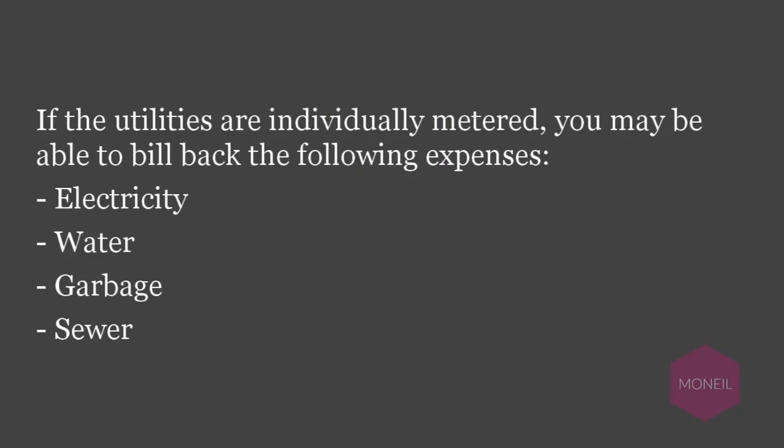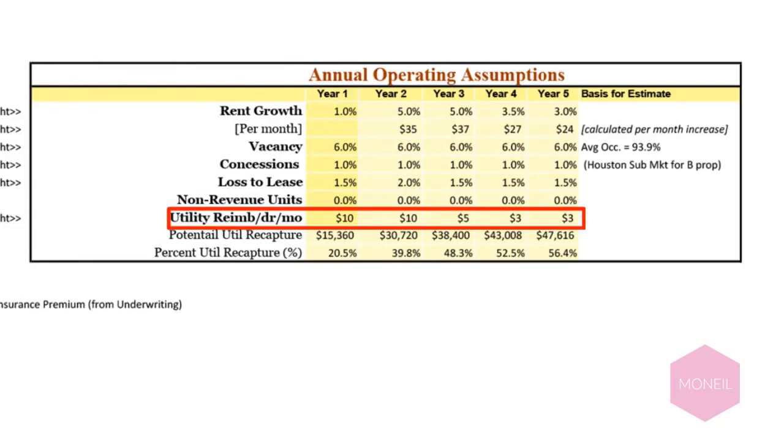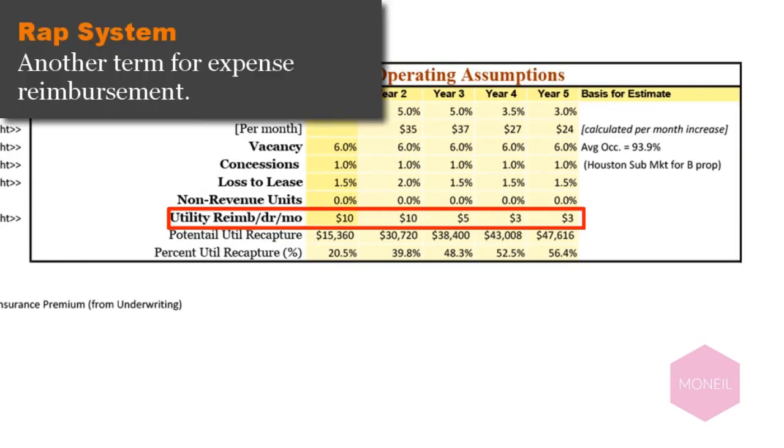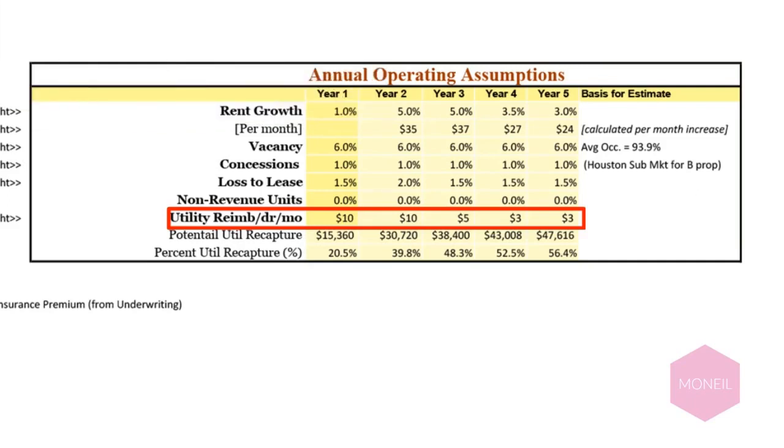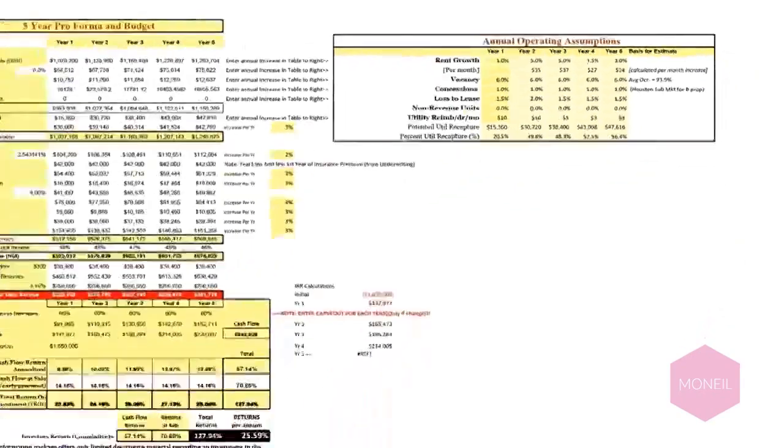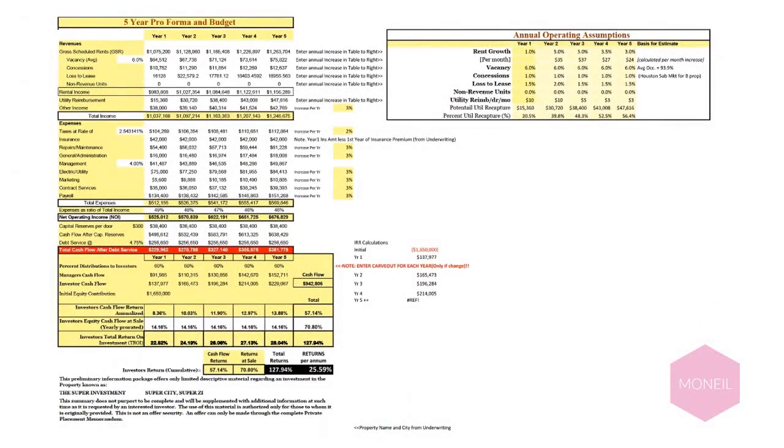If it's individually metered for electricity, of course the tenants are paying for that, but then you can also get the utility reimbursement. We call it bill back or the RUB system. Those are some words also used, and that's where you can take that assumption. Is it $20 or $50 or things like that? So the main thing we want to really see is that these assumptions are well taken care of before we go into our 5-year pro forma and budget part of the brochure that we'll be giving to the investors.